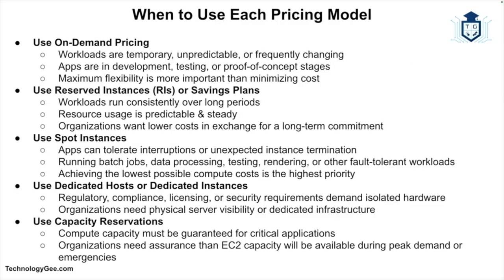All right, so let's bring all of this together in a practical way. If you're an entry-level IT professional or you're studying for this exam, the biggest skill you need is knowing when to use each pricing option. So here's how to think about it. If you need flexibility, you're going to use on-demand. If you have predictable workloads, you're going to use reserved instances or savings plans. If you want maximum savings and you can tolerate interruptions, you're going to use spot instances. If you need compliance or isolation, you're going to use dedicated hosts or instances. And if you need guaranteed capacity, you're going to use capacity reservations. And in real life, most organizations use a combination of these.